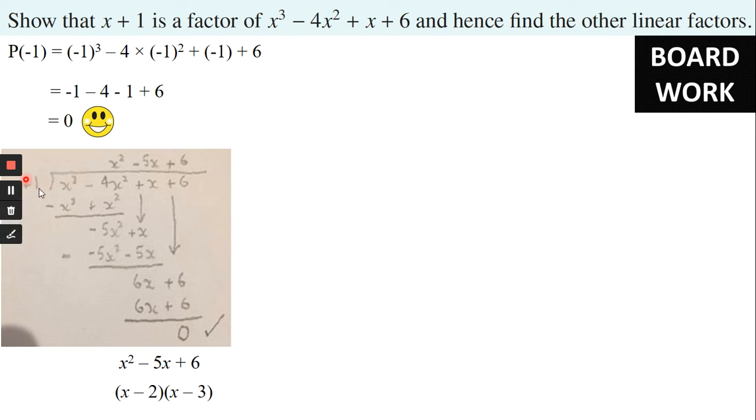I've got this bracket here. So I've got this one here, x plus 1, x minus 2, and x minus 3. So that is now fully factorized. I've found all the linear factors. So I've proven that that is a factor, and then I've found the other linear factors.